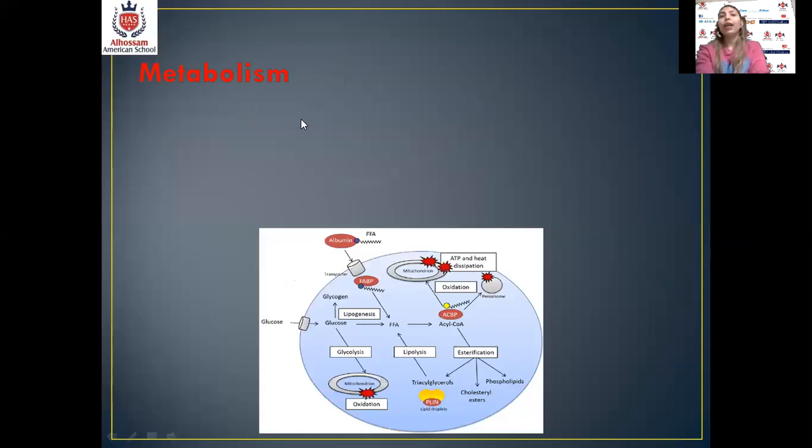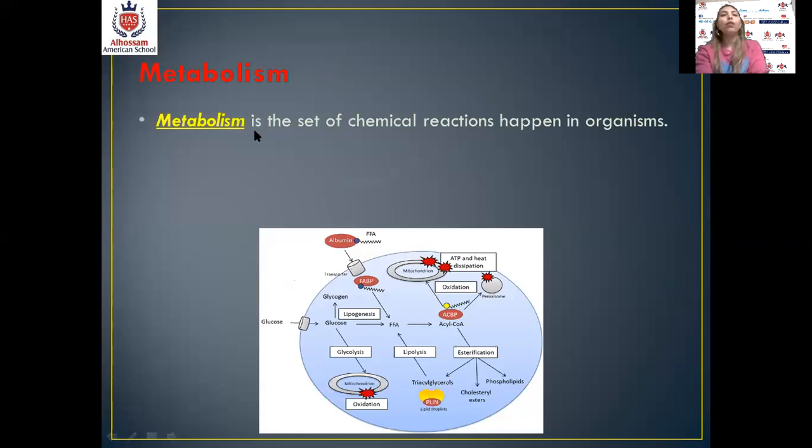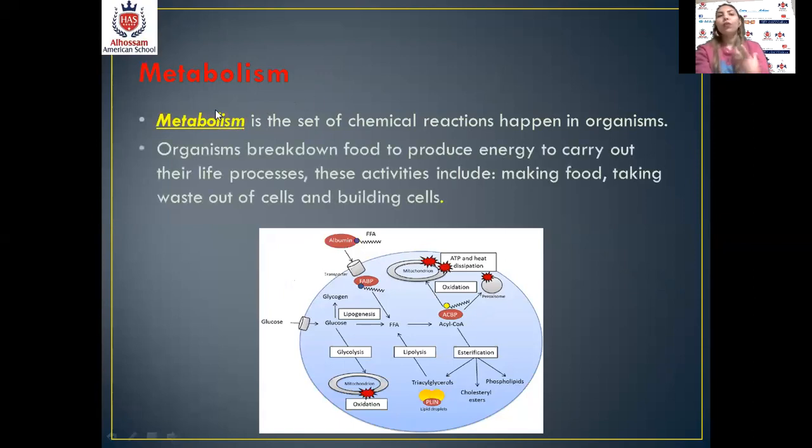Metabolism, one of the characteristics which is found in living things. So what is the meaning of metabolism? The set of chemical reactions that happen in an organism. Okay, so chemical reactions like in the digestive system. Inside your digestive system, some chemical reactions called the digestion process happen inside your body. So what is the meaning of metabolism again? The breakdown of food to produce energy.